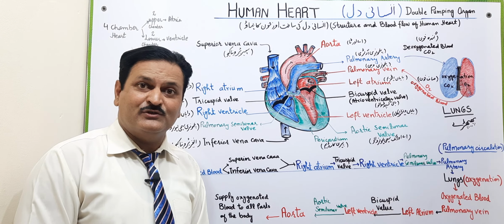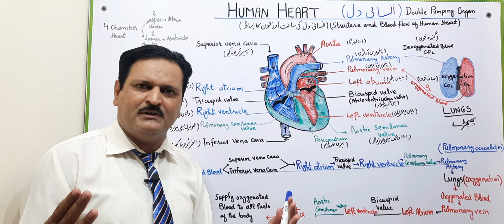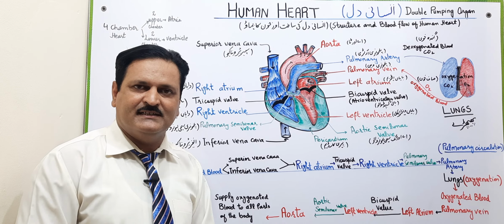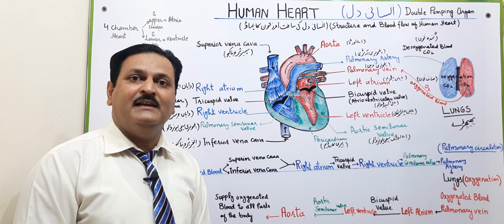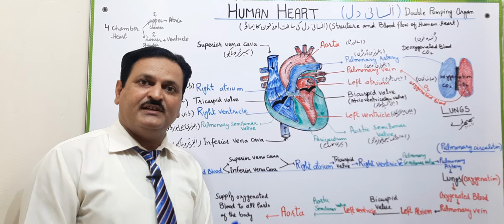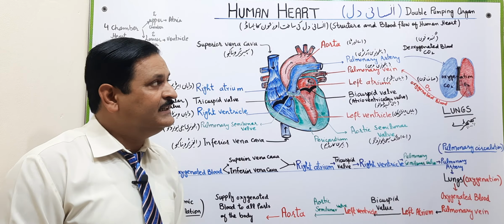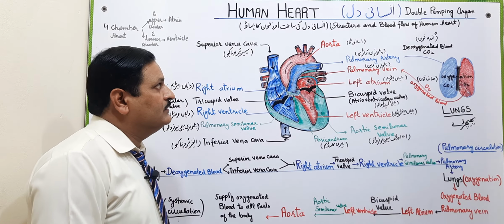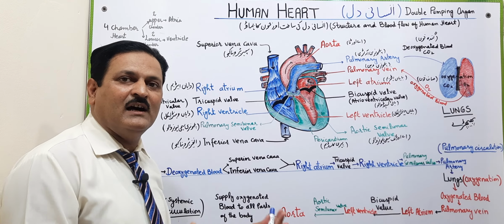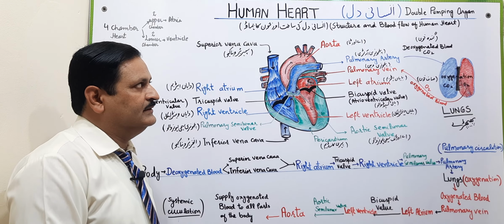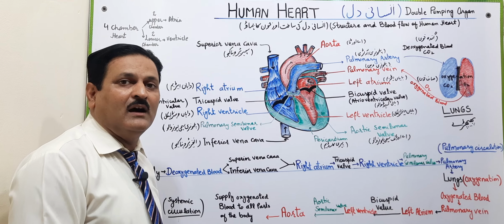Today I am going to start a very important topic of biology, that is the human heart. Today I will discuss the structure and blood flow of the human heart. Let's see. First of all, we know that the heart is a pumping organ, that is called a double pumping organ.